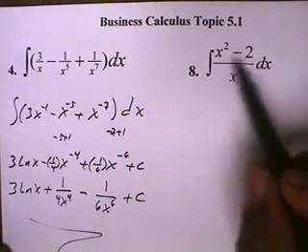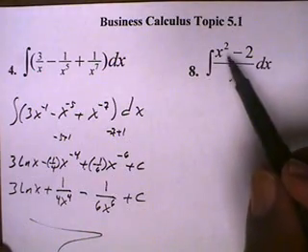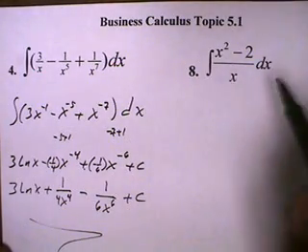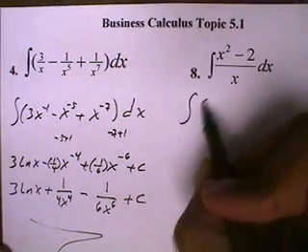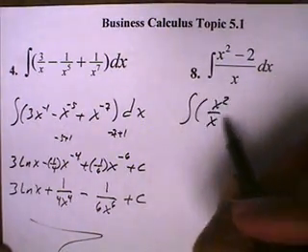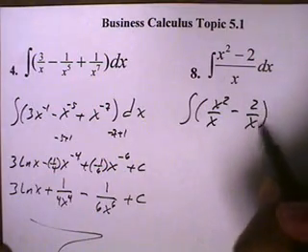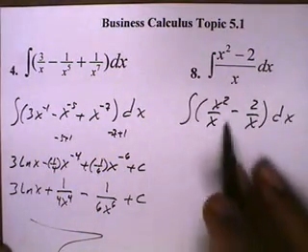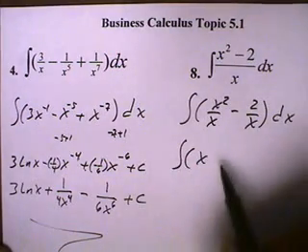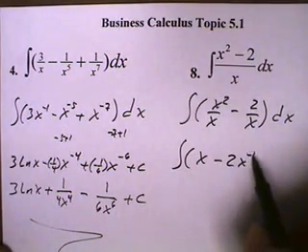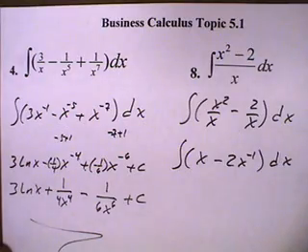Next, if there's any way that we can simplify this before we start taking antiderivatives, we're going to do it. So I want to simplify this into x squared divided by x minus 2 over x. And now this simplifies into just x, whereas this simplifies into x to the negative 1 power and dx.